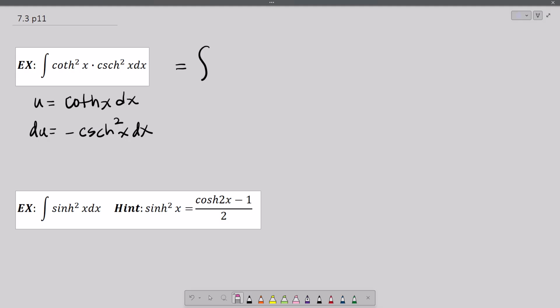We can let u go to the 2 now. We don't need a cotang to come over here because of the derivative. So we're going to have u squared, and then we're going to multiply by, let's see, cosec squared dx is right there. That's minus du. So we're going to have a minus 1 multiplied by du. And that's swallowed up everything in there.